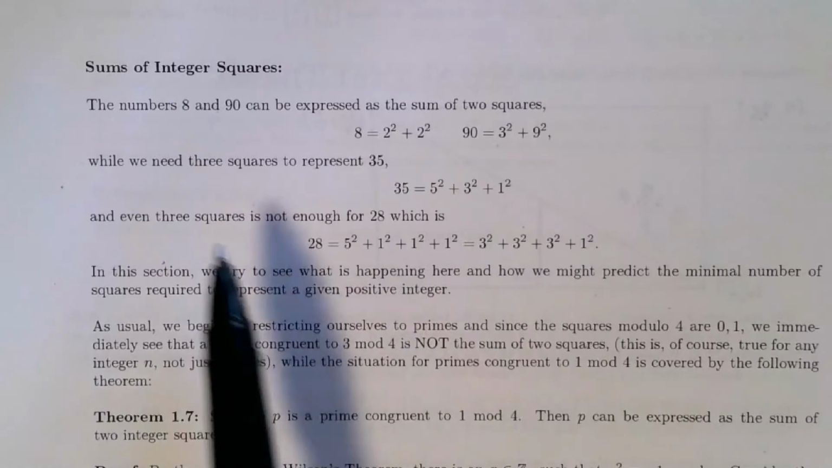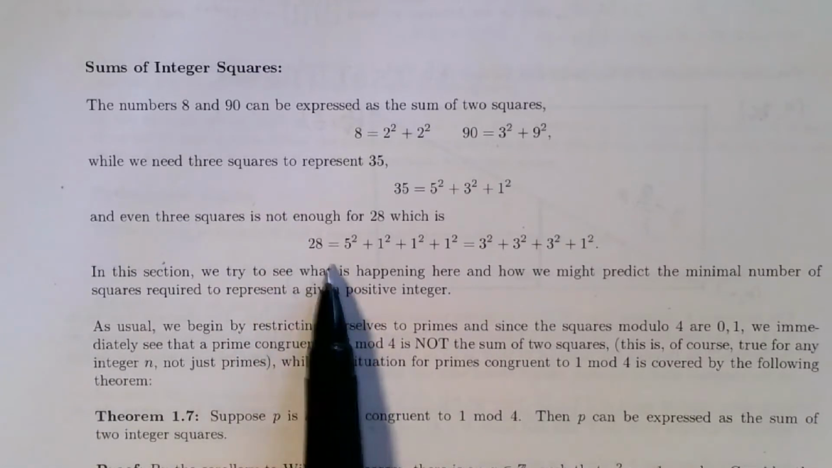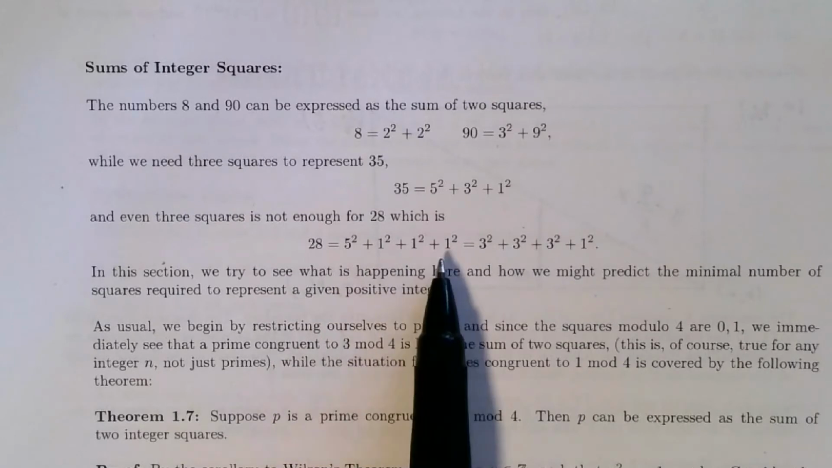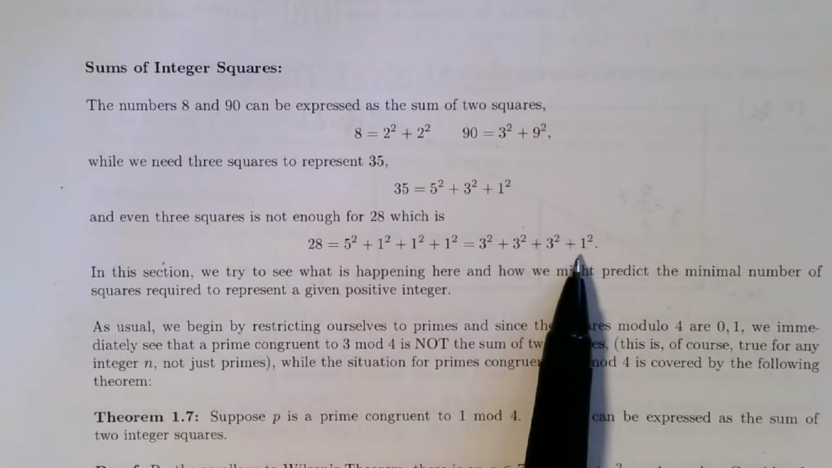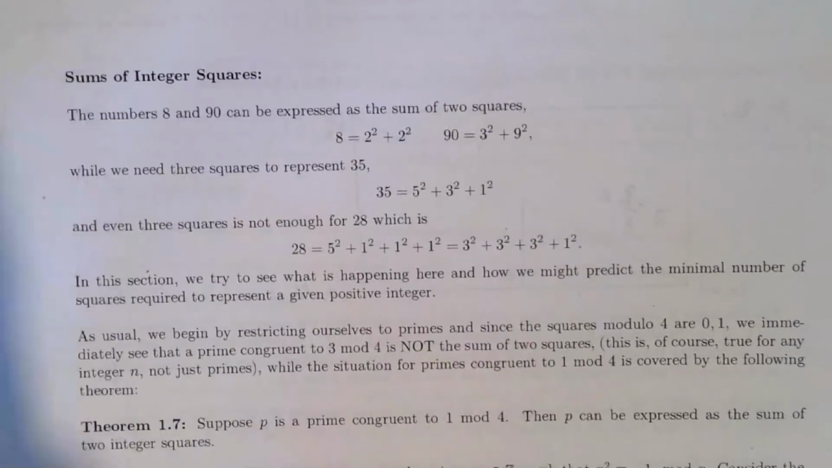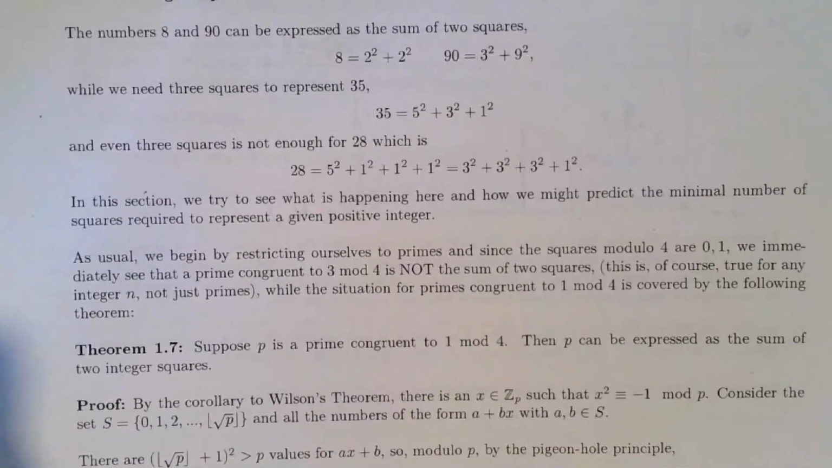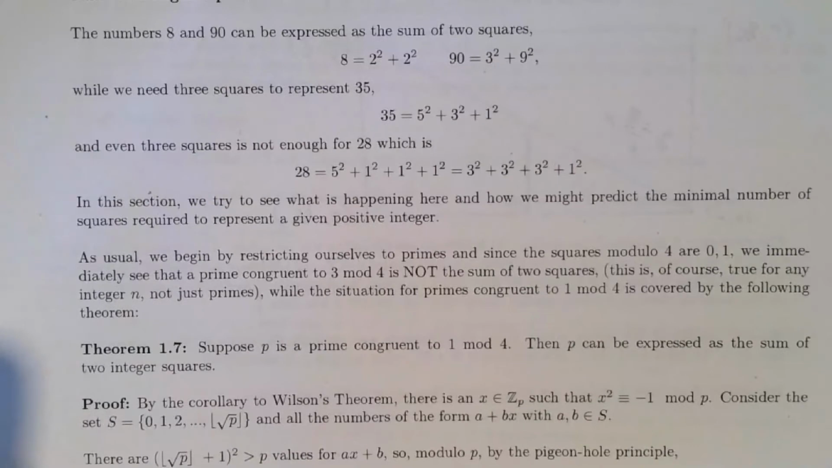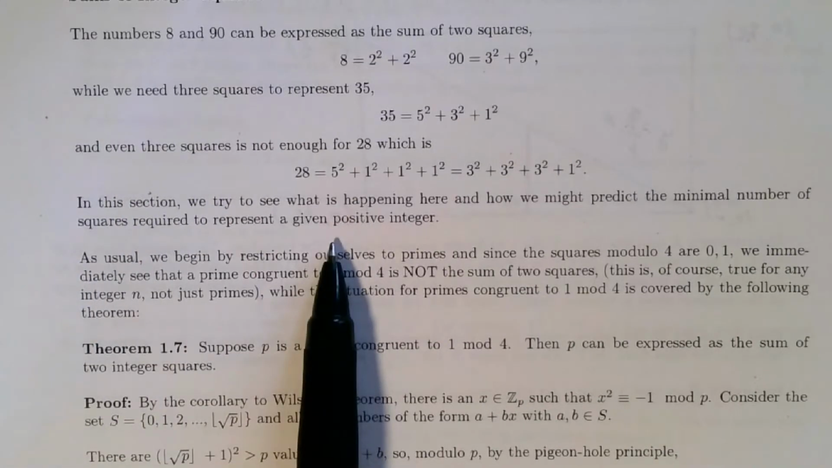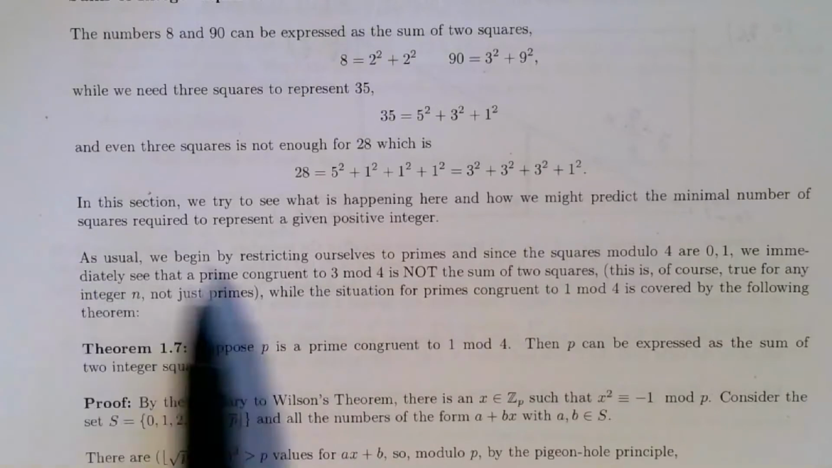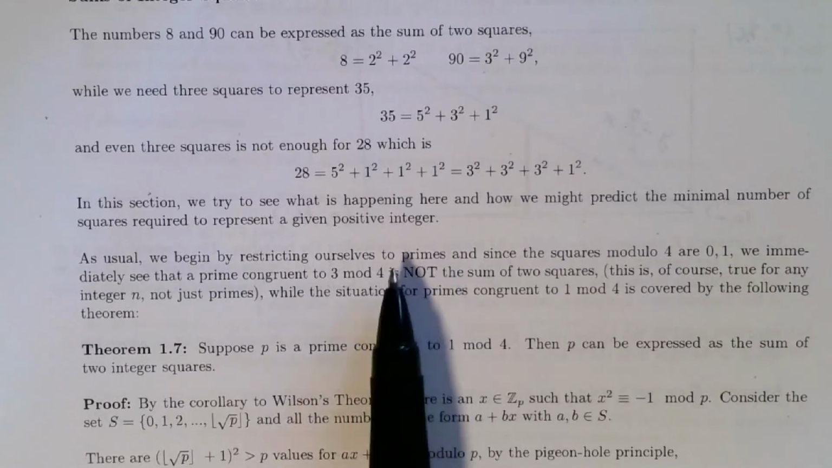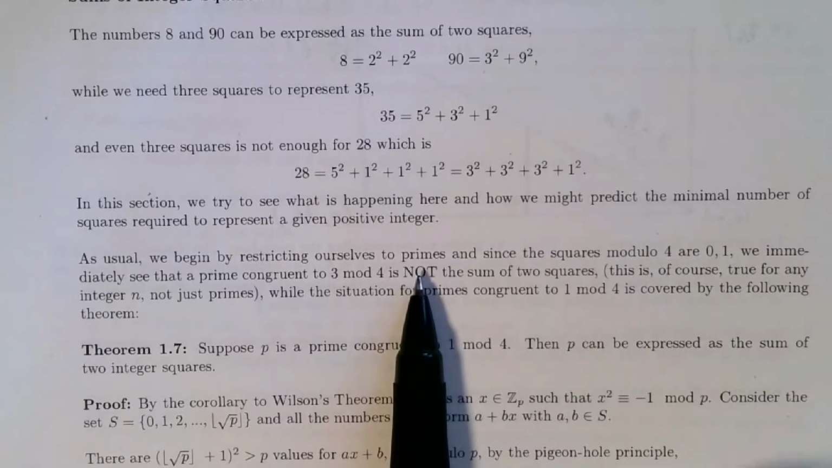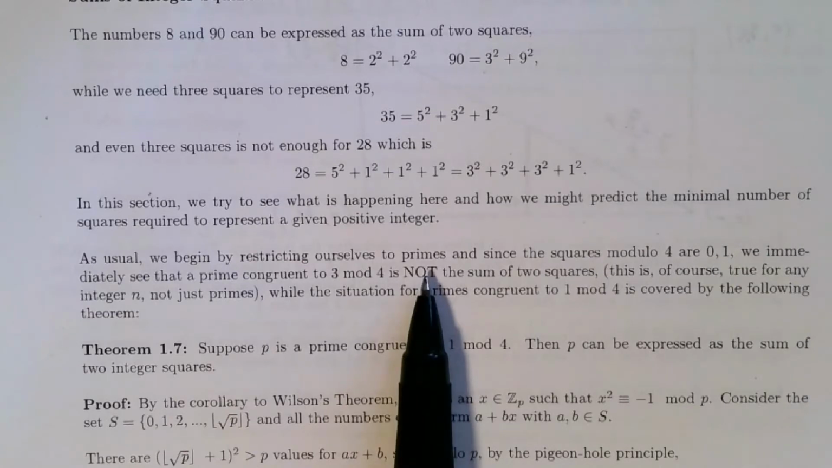And even 3 squares is not enough for the number 28. You need to write it as 5 squared plus 1 squared plus 1 squared plus 1 squared, or there's two representations, 3 squared plus 3 squared plus 3 squared plus 1 squared. But you can't get away with less than 4. So in this section we're going to have a look at what's happening here and try to predict the minimal number of squares that are required to represent a given positive integer. So as usual, we're going to begin by restricting ourselves to primes. Primes are always the easiest thing to deal with in number theory, and so we start at the primes.